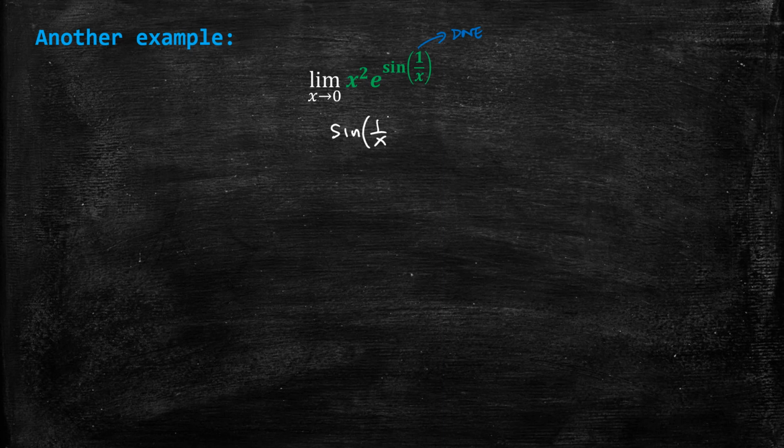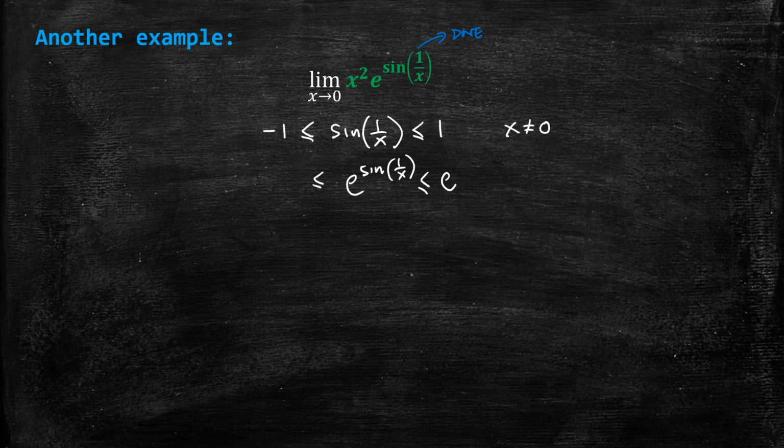So we know this is true. Sine will always be between -1 and 1, and of course this is not true at x equals 0 because sine of 1 over x is undefined there. Now we're not ready yet to multiply by x squared, because we need to establish if this e to the sine of 1 over x can be hemmed in between two functions. And luckily it can.